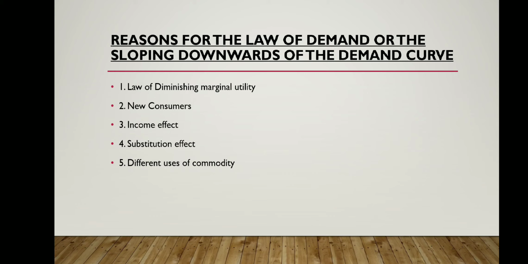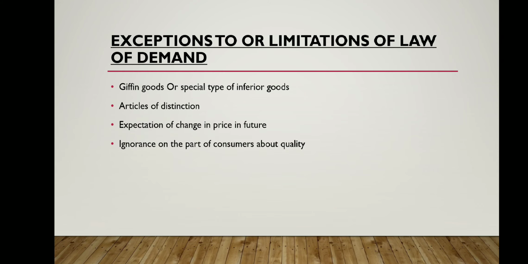Commodities can be put to more uses. If their price is reduced, the commodity will be put to many other uses where it had not been used earlier, and the demand will go up. And if their price rises, they are used only for the more important purposes and the demand will go down. So these are the reasons for the law of demand, or we can say the downward slope of the demand curve.